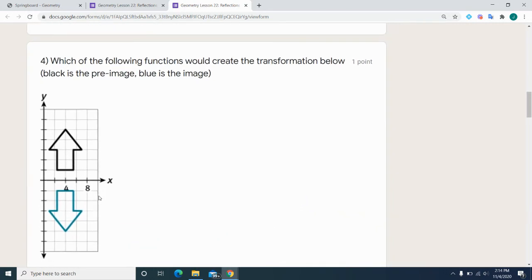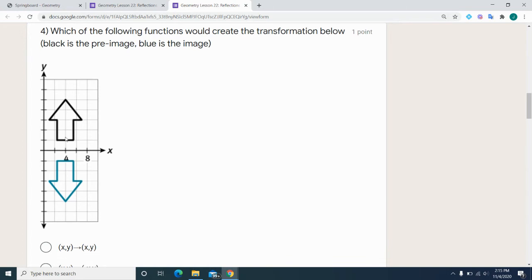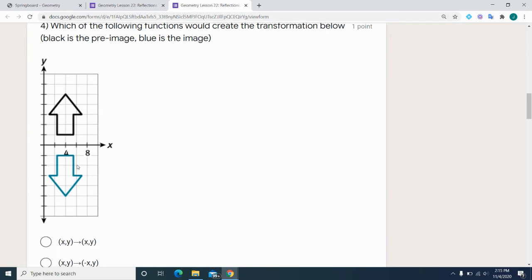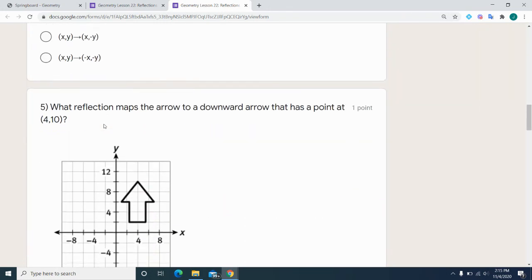Number 4, which of the following would create the transformation below? So now look at what we're doing. We're up here, and we face down here. So we're flipping over the x-axis. So that would be making it so that x, y turns into x, negative y, flipping over the x-axis.